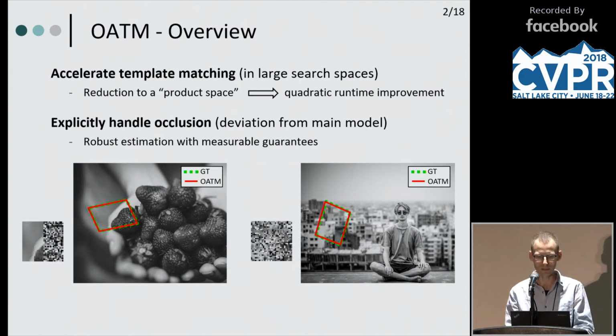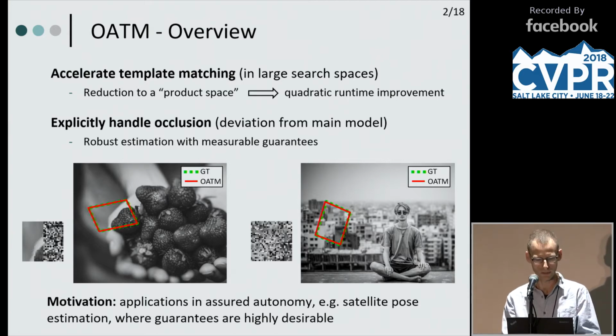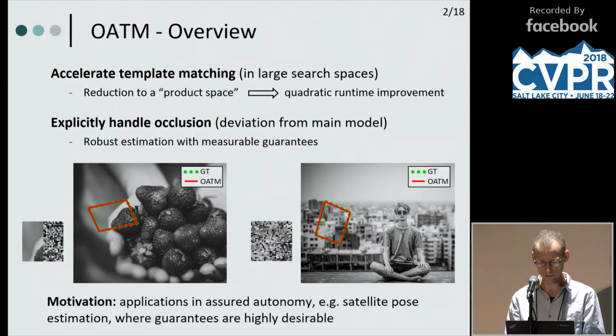Second is the ability to explicitly handle occlusion. Here we take a RANSAC-type approach with measurable guarantees, where the goal is to maximize the number of pixels that agree on intensity up to a given threshold. I should note that our motivation here comes from applications in assured autonomy, such as satellite pose estimation, where time is not that much of an issue, but every error is costly, and therefore guarantees are highly desirable.